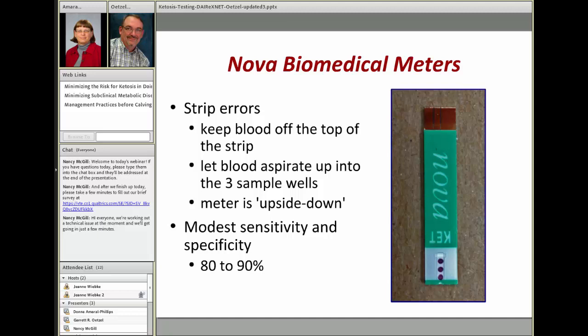One of the things we've seen that you have to do is keep blood off the top of the strip. So as you load these, you want it to be allowed to aspirate the blood up through. It has to go through those 3 sample wells and be done. If you just squirt a lot of blood on the top, you may get one of those errors. So that's been frustrating. Even if you do it real carefully and let it aspirate up, you'll still get some strip errors.